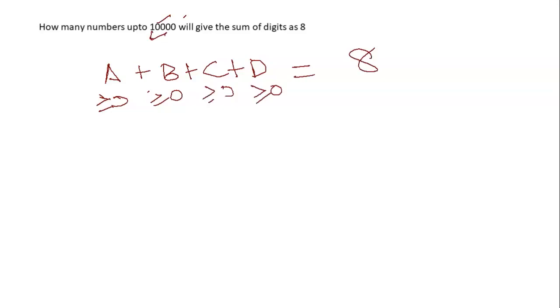So your answer is going to be 11 factorial divided by 3 factorial into 8 factorial. Am I clear? 11 factorial divided by 3 factorial into 8 factorial. Yes, exactly.